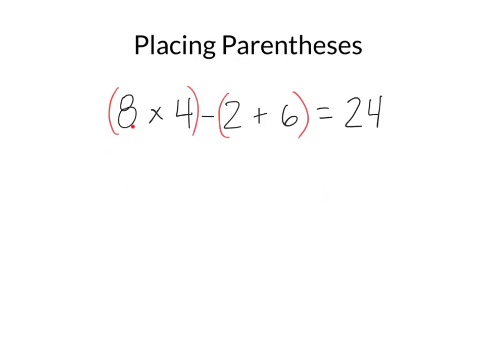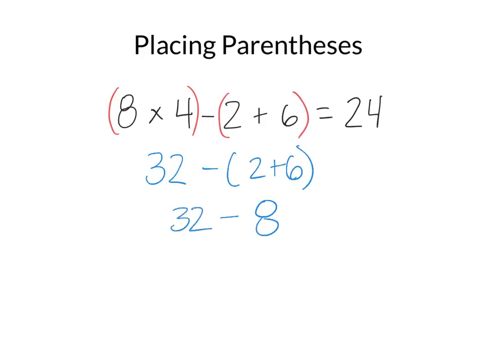So I have 8 times 4 in the left parentheses. I can change that to 32. I keep everything else the same. Now I'll solve the right parentheses. 2 plus 6 is 8. Keep everything else the same. 32 minus 8 is 24, which is the answer that we're looking for.